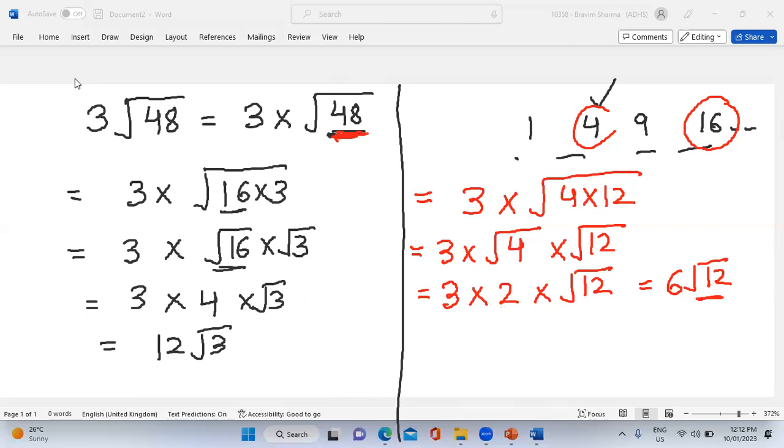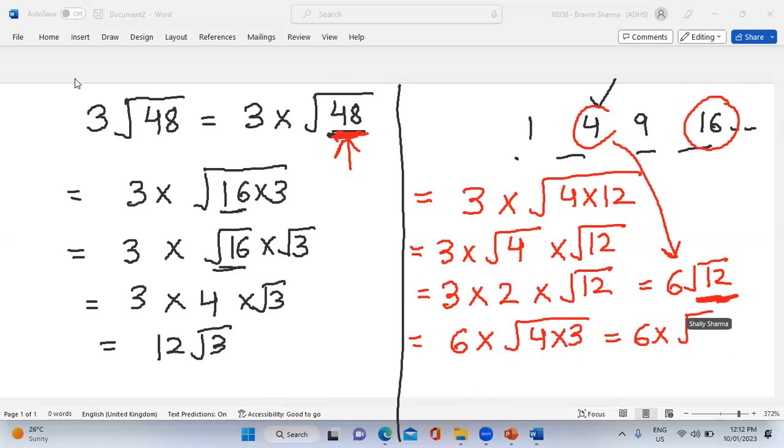You wouldn't be able to recognize it here, but we can recognize that 12 can be further simplified. And again, 12 is a multiple of 4. So now I can do it 6 times square root of 4 times 3, which means it is 6 times square root of 4 times square root of 3, and that is 6 times square root of 4 is 2 times square root of 3, which is 12 square root of 3.